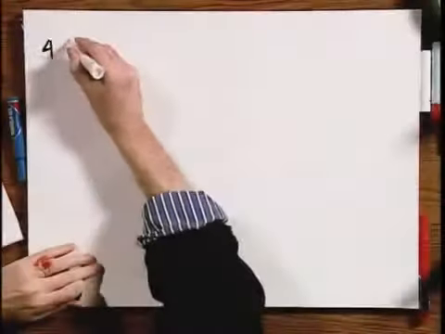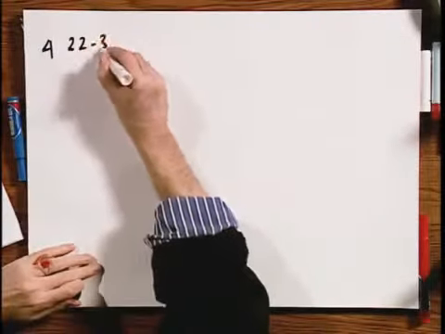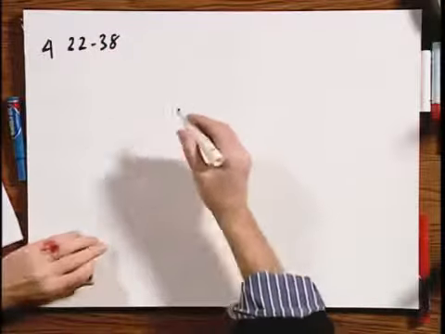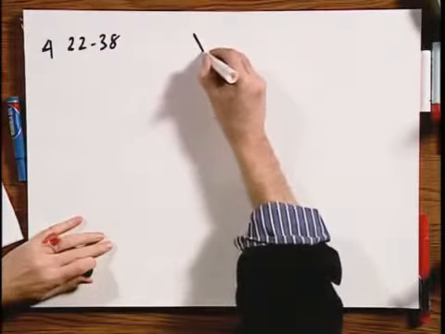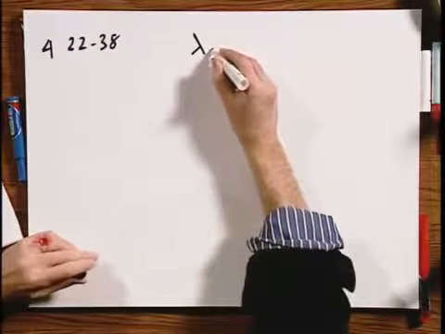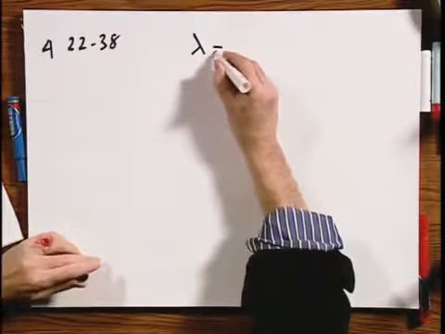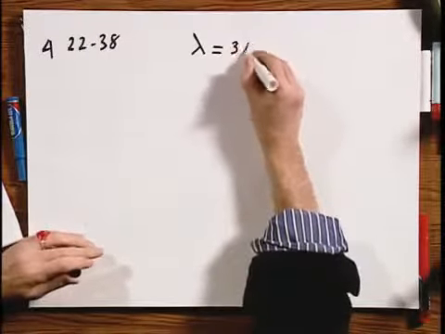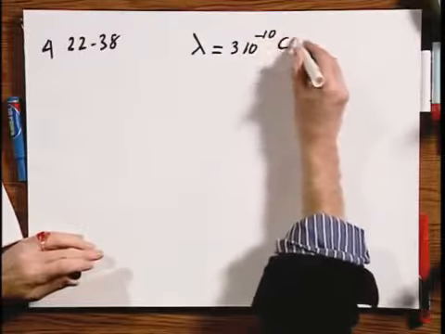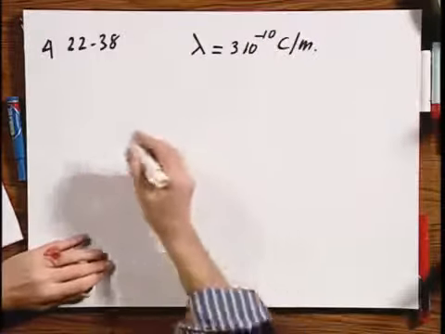Problem number 4, very interesting problem, I would say very important problem too. I have a very long wire, we think of it as infinitely long, with the charge per unit length, which I call lambda, 3 times 10 to the minus 10 coulomb per meter.